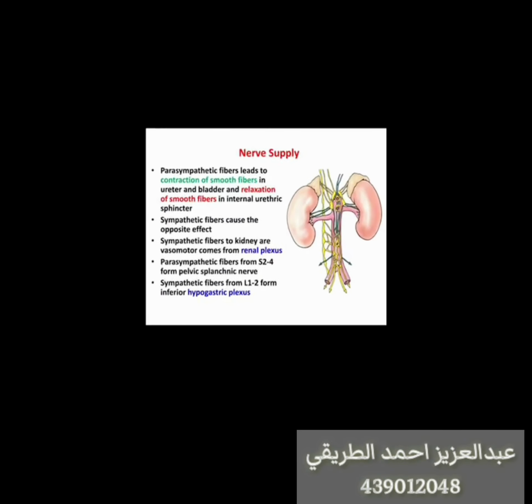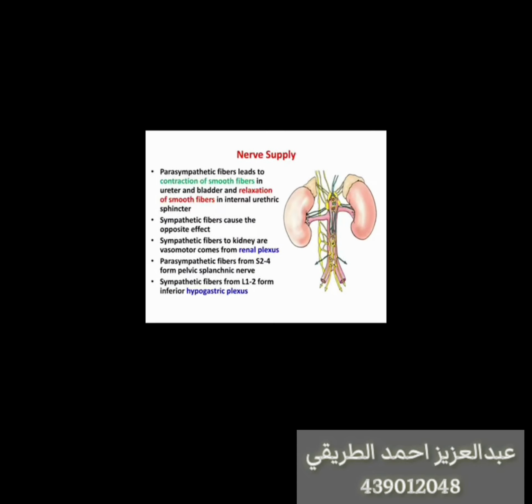We have this photo here. It talks about the parasympathetic fibers, which lead to contraction of smooth muscle fibers in the ureter and bladder and relaxation of the sphincter fibers. Sympathetic fibers cause the opposite effect. Sympathetic fibers to the kidney are vasomotor and come from the renal plexus.